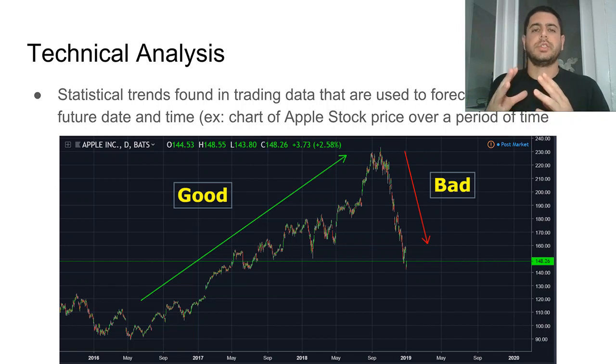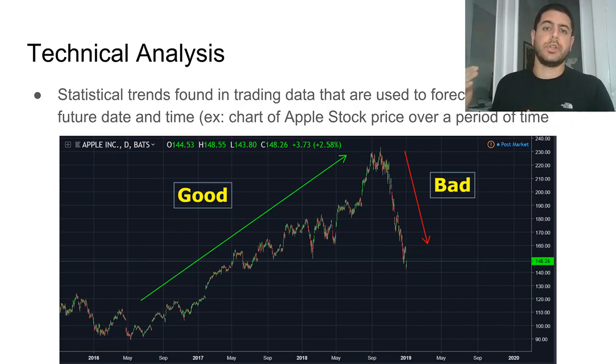A lot of times you'll see people taking stock market data or looking at charts and trying to figure out what the information is telling them to predict or forecast the price at a future date and time. So without getting too much into it, we can simply look at this example of Apple stock. When it's going up, if you're holding a share of stock, that's good because your value is increasing.